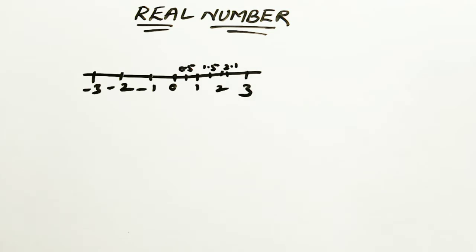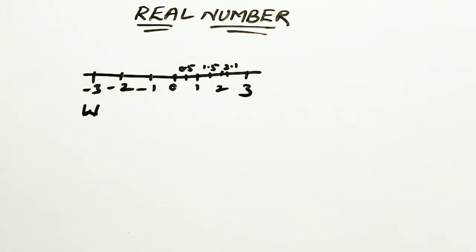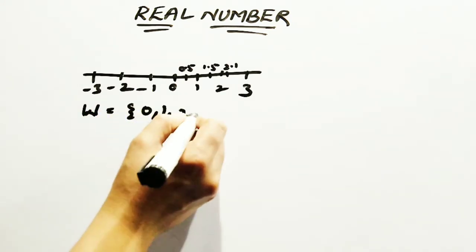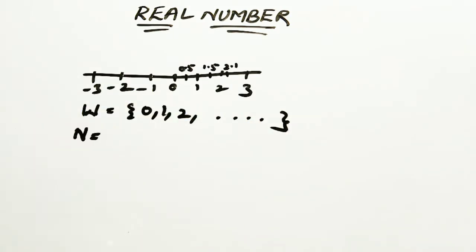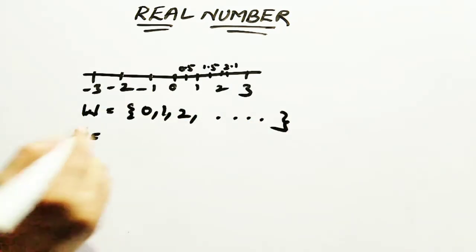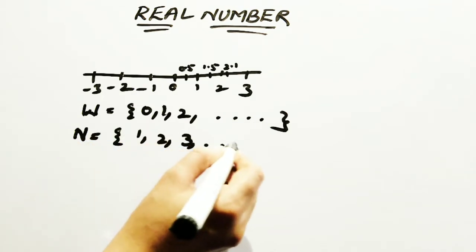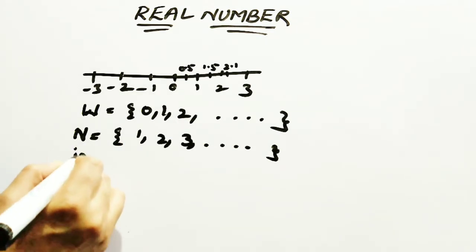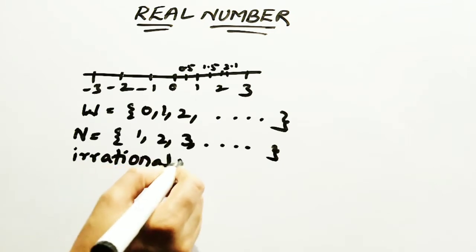As all of you know, what is a whole number? A whole number is represented by W and it starts with 0, 1, 2 and so on. And what is a natural number? A natural number is represented by capital N and it is 1, 2, 3, and so on. What is an irrational number?